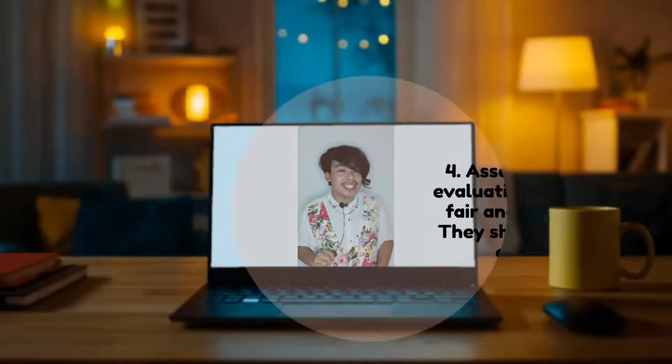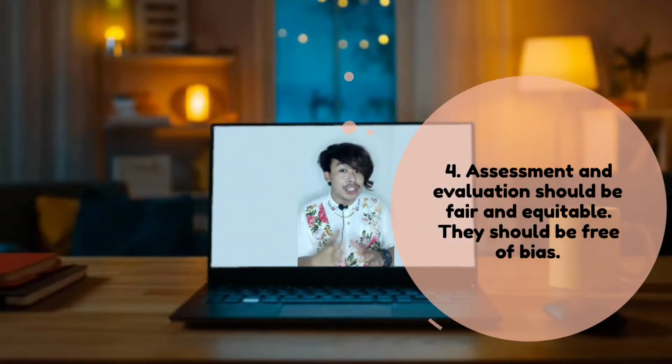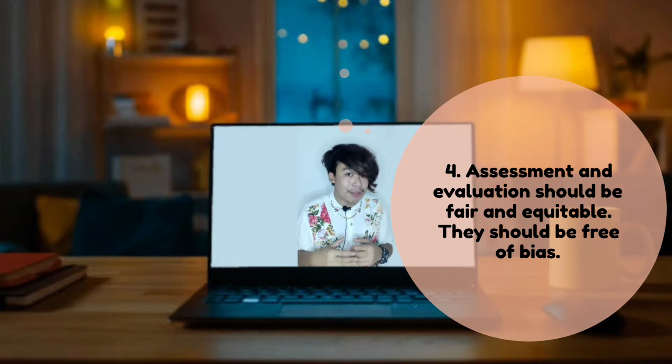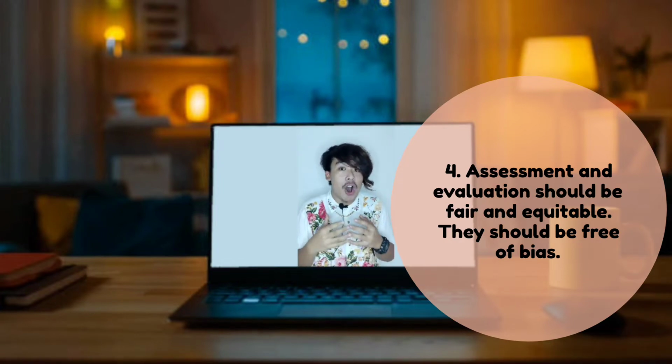The fourth one, assessment and evaluation should be fair and equitable. They should be free of bias.